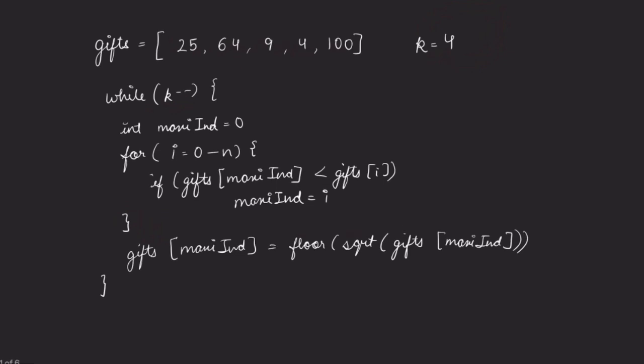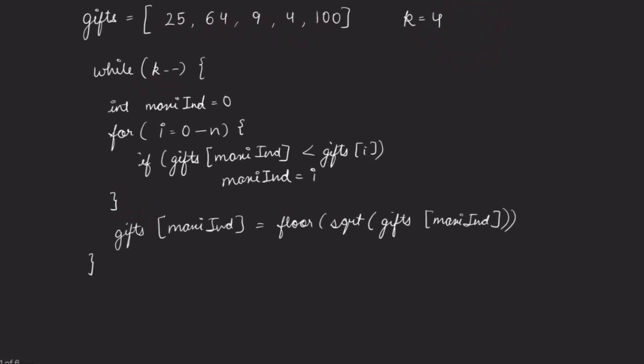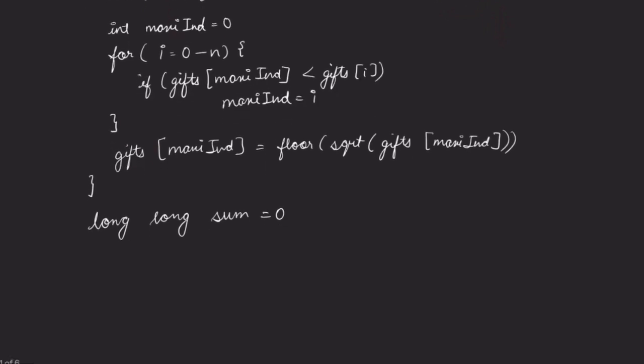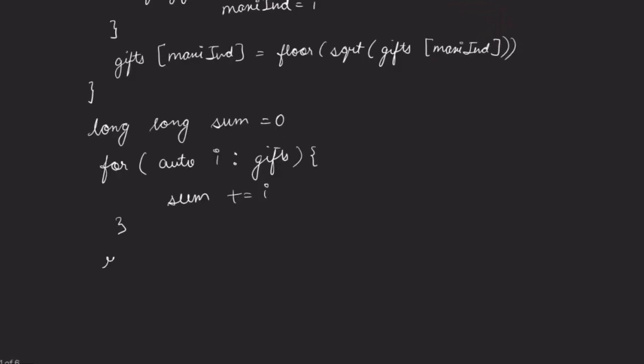Now when we are done with our operations, we need to find out the sum of our array, right? So we will take a long, since we need to return a long for the sum. We'll take it as 0, and then we can just iterate, for auto i in gifts, and inside, to sum we will add i. And at the end you can return this sum.